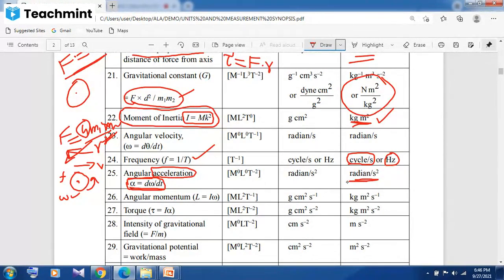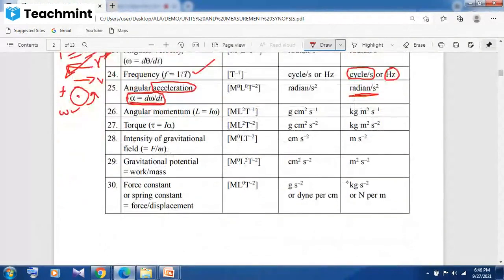Okay, students, let us go for the 26th physical quantity, that is angular momentum. Already in the first tabular column we have come across linear momentum, correct? That is p is equal to m into v. That is linear momentum. When we come to circular motion, there is momentum in circular motion also, that is angular momentum. Its formula is L is equal to I omega. I means moment of inertia. Omega means angular frequency or angular velocity. Take down. Its SI unit is kg meter square per second.